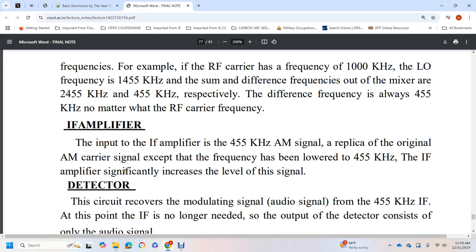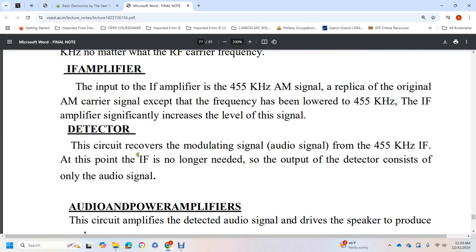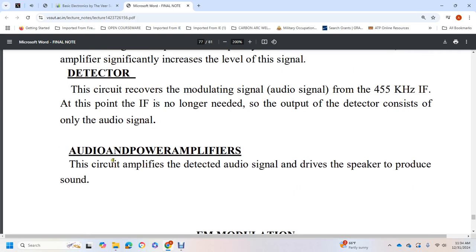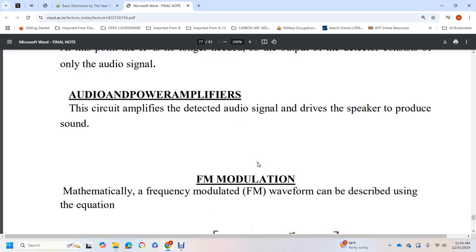The IF amplifier significantly increases the level of the signal. The detector circuit recovers the modulating audio signal from the 455 kilohertz IF. At this point the IF is no longer needed, and the output of the detector consists of only the audio signal. The audio and power amplifier circuit amplifies the detected audio signal to drive the speaker to produce sound.